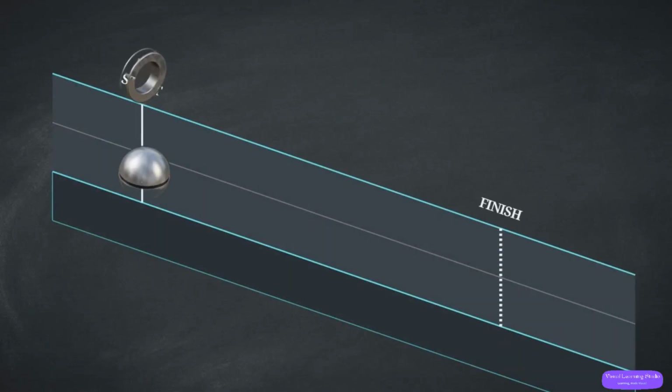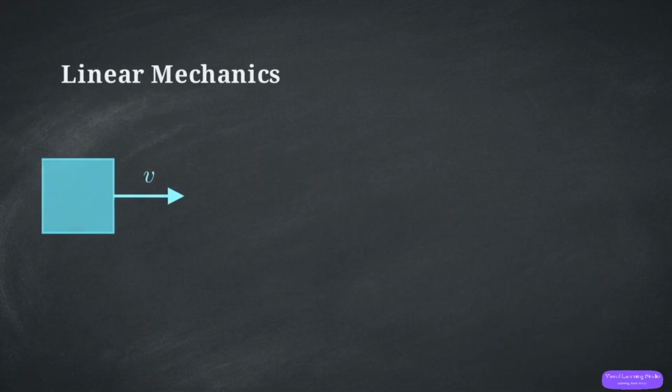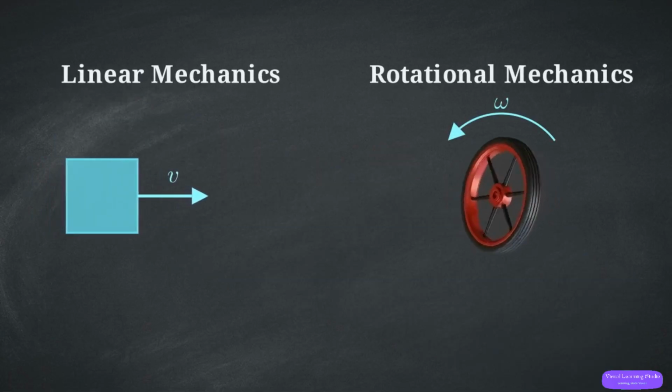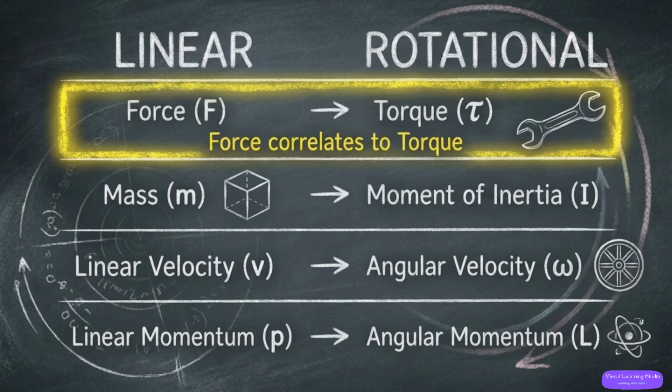A lighter, solid sphere will always outpace a heavy, hollow ring down an incline. This happens because rotational motion follows a specific framework that runs parallel to the standard laws of linear mechanics. This table provides the mapping between the two regimes.